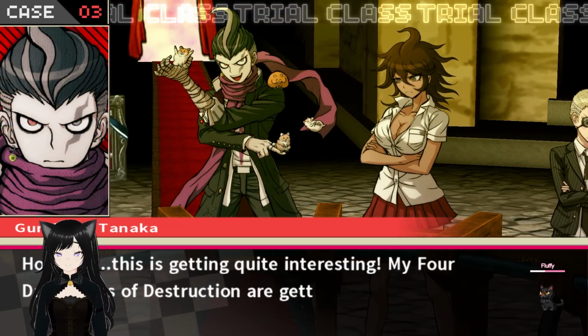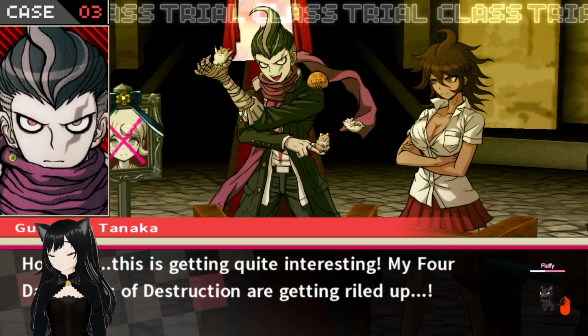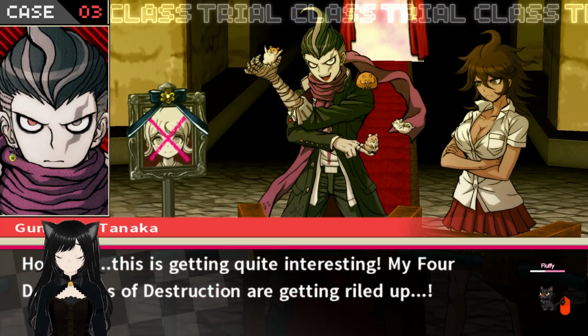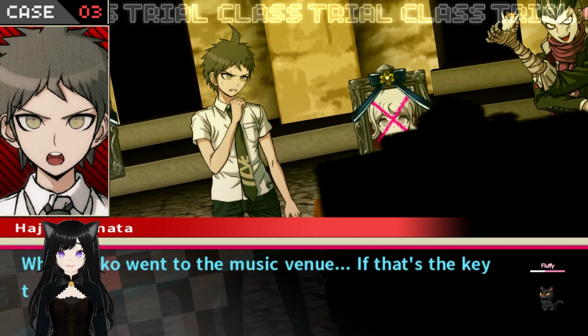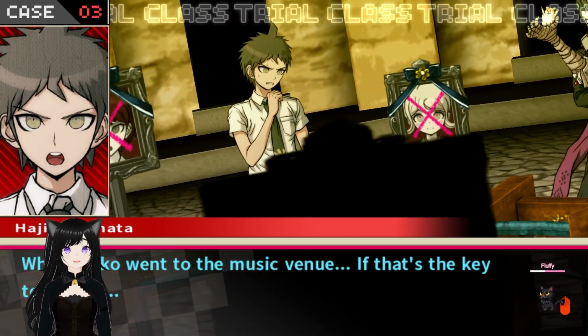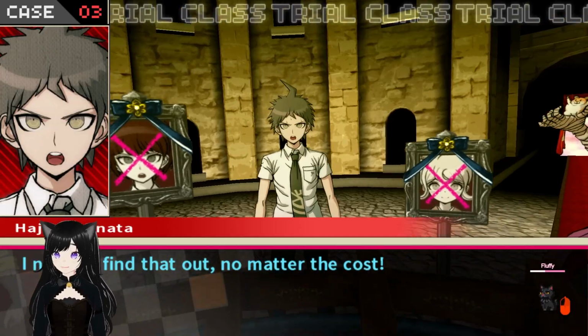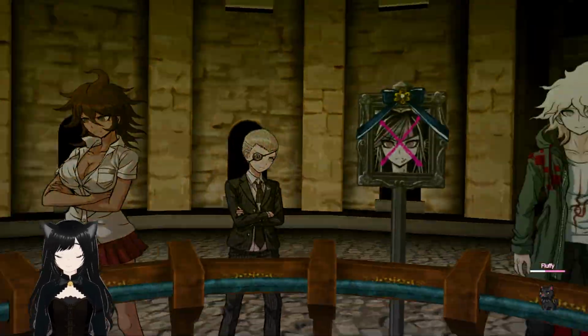However, this is getting quite interesting. My 4 dark devas of destruction are getting riled up. Oh boy. Why Hyoko went to the music venue? If that's the key to all this, I need to find that out no matter the cost.